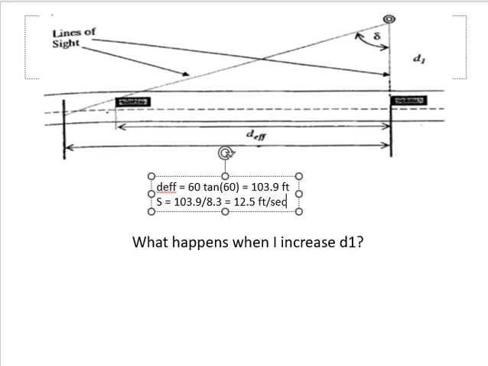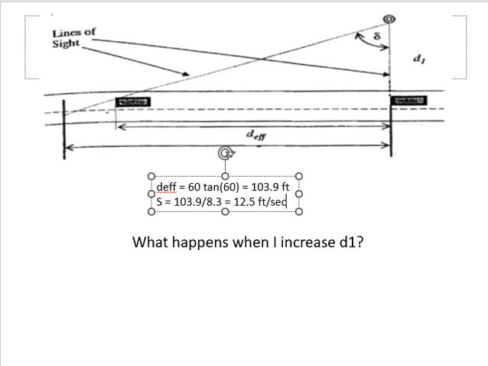Maybe. I'm not sure about that, but D effective will definitely increase. When you change D1, you are changing the observer location, right? He will see both things as inclined. He will see the start point inclined and the end point inclined, if he is in the middle. Okay? Clear?